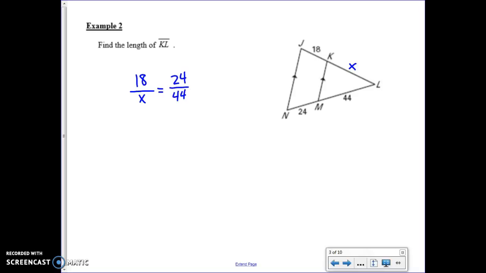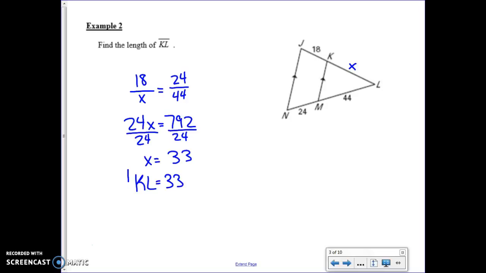Okay, and then we're just going to cross multiply. So 24x equals 18 times 44, and 18 times 44 is 792. So we divide by 24 on both sides. We get x equals 792 divided by 24, which is 33. So in this case, we get that KL is going to be a length of 33.